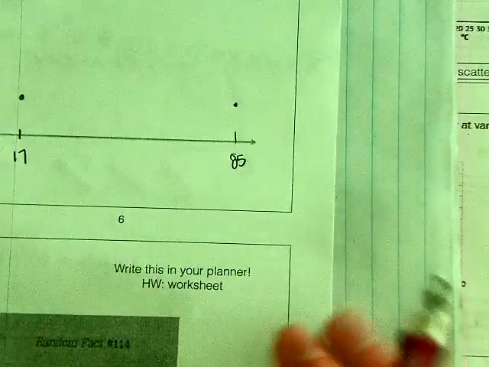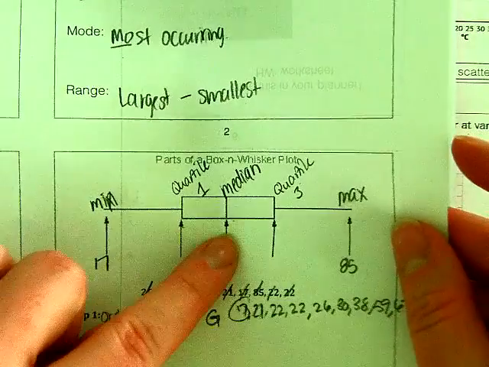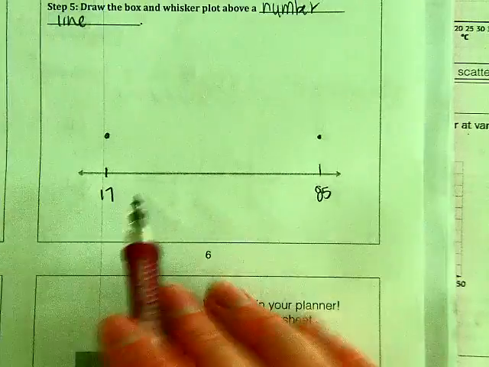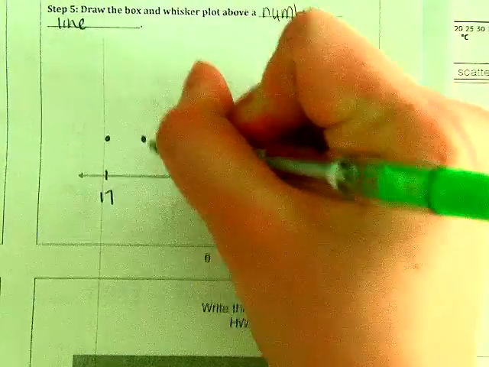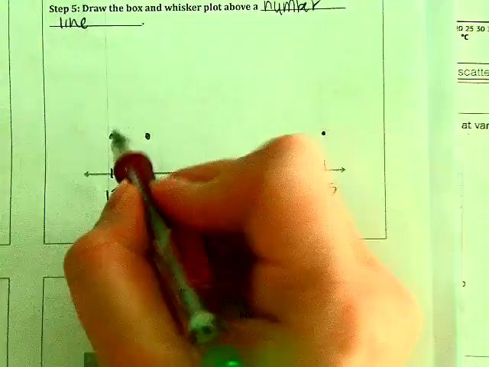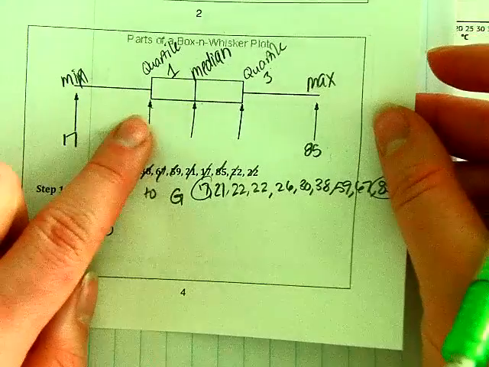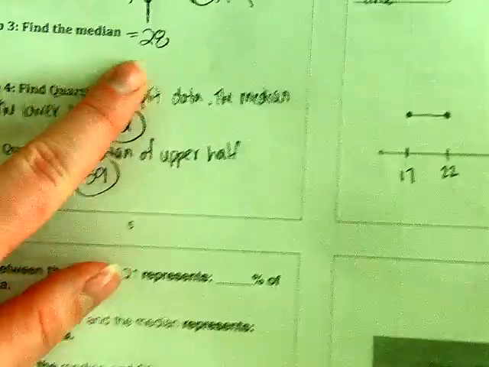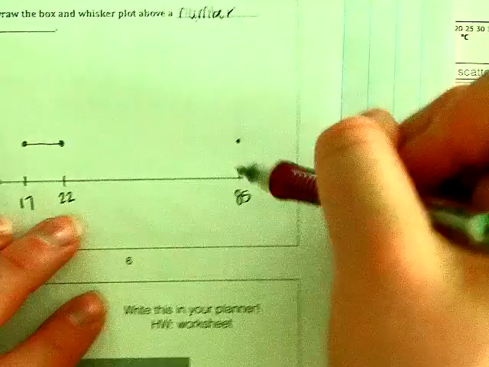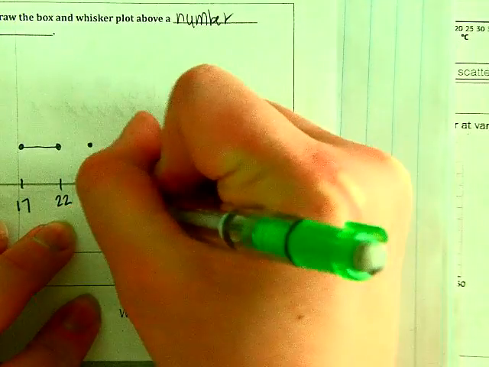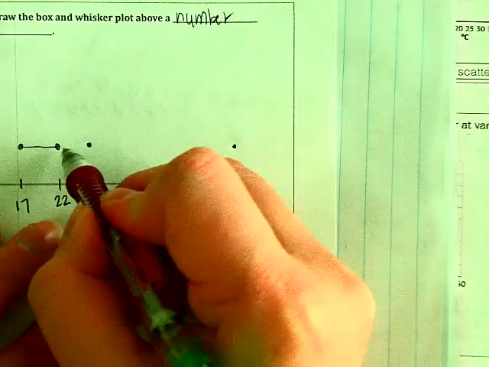And then we have Q1, then Q2, which is the median, and then Q3. So Q1, we found over here, is 22. Well, that's definitely closer to 17 than it is to 85, so I'm going to go ahead and put that there and call that one 22. Now there's a line connecting that. The third important line is the median. We said the median is 28, so that's definitely closer to 22 than it is to 85, so we'll call that 28. Like I said, it's not perfect.